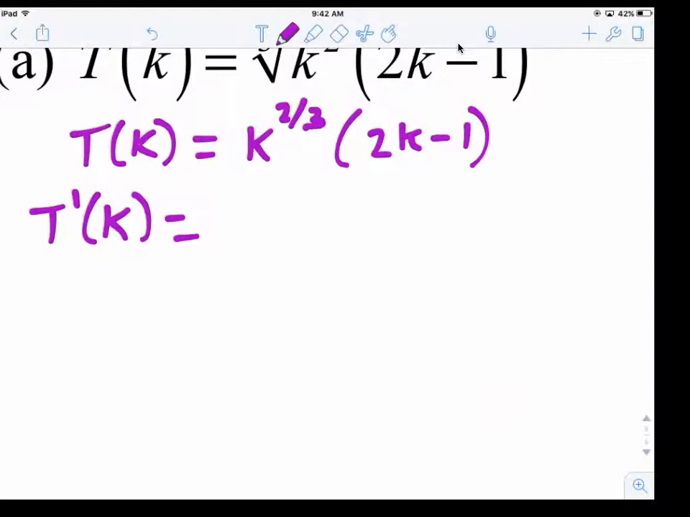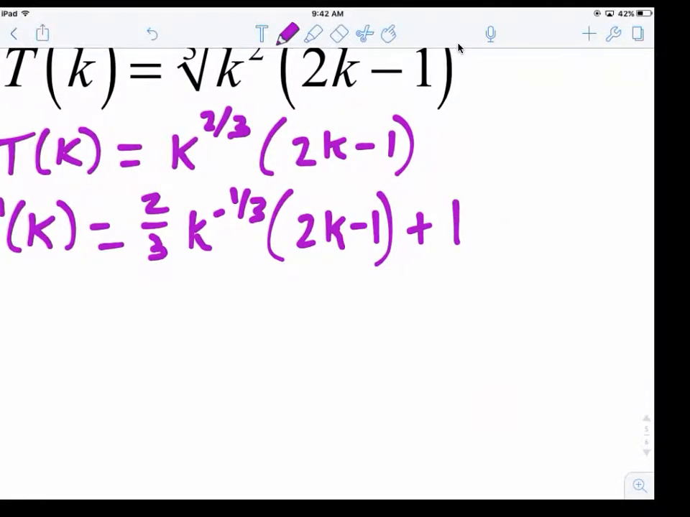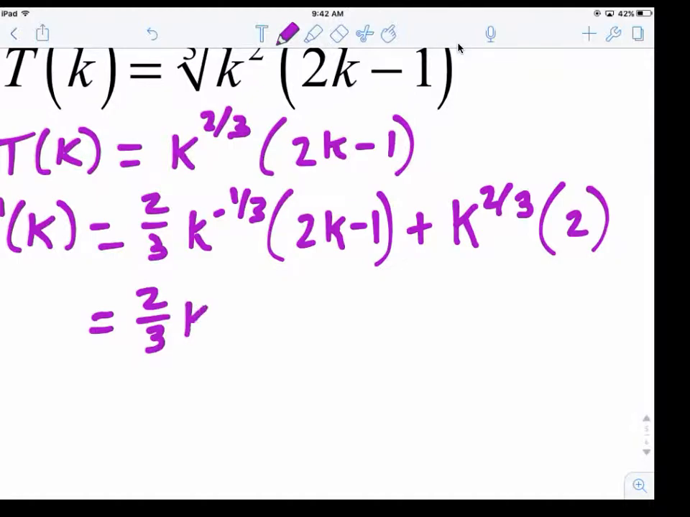All right, derivative of the first times the second. So 2/3 k to the negative 1/3 times 2k minus 1 plus k to the 2/3 times 2. So you have 2/3 k to the negative 1/3 times 2k minus 1.